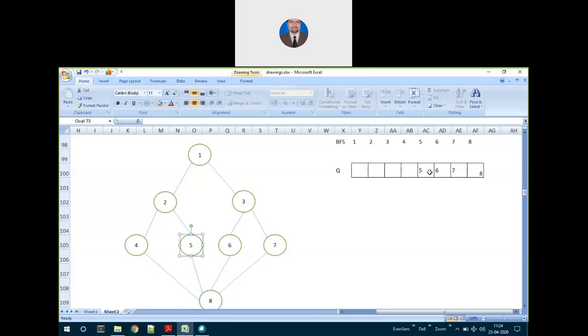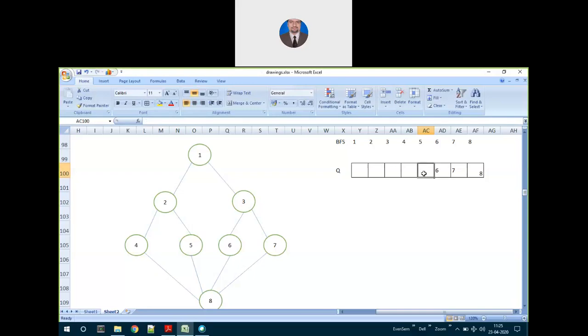How is it explored? Because it is connected to 2 adjacent vertices, vertex number 2 and vertex number 8. 2 is already covered over here. What is the second one? 8. So 8 is also covered, it was visited earlier. So all the vertices adjacent to 5 are already visited, so we can treat 5 as explored. Since 5 is explored, I can simply remove it from my queue.